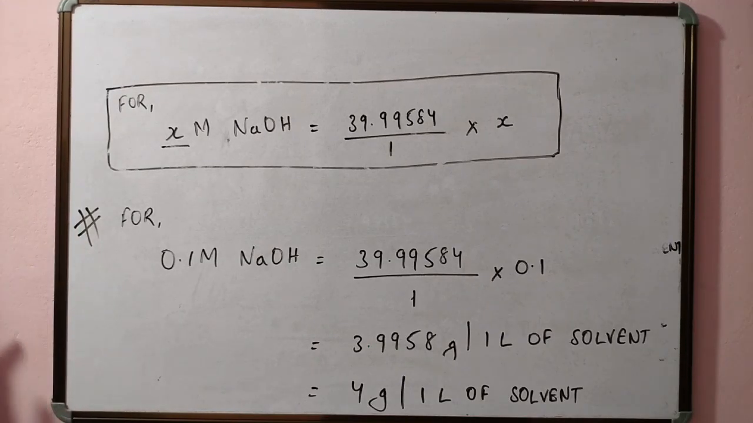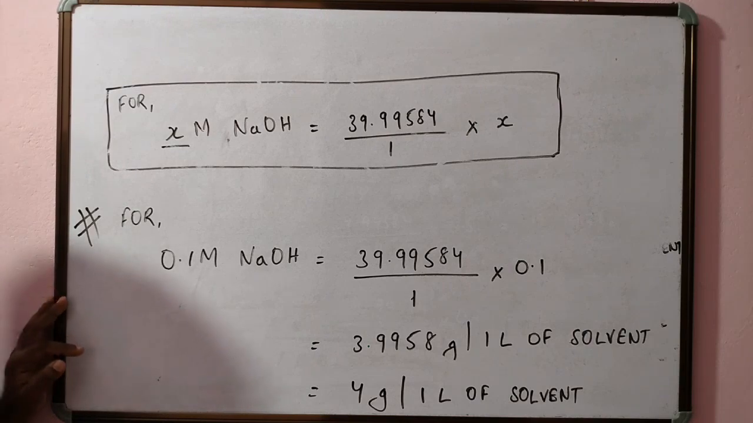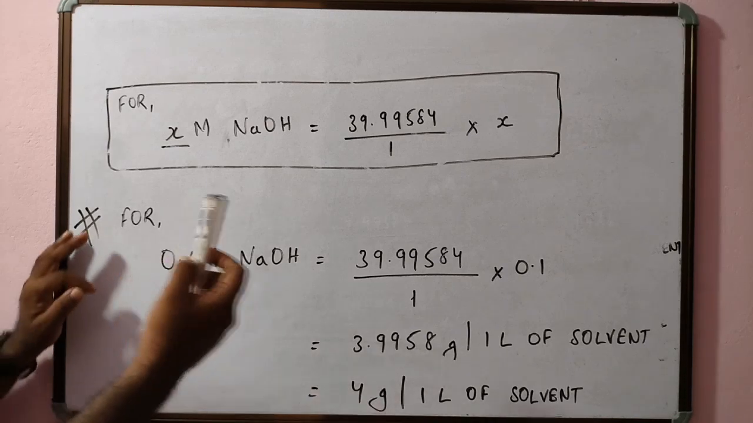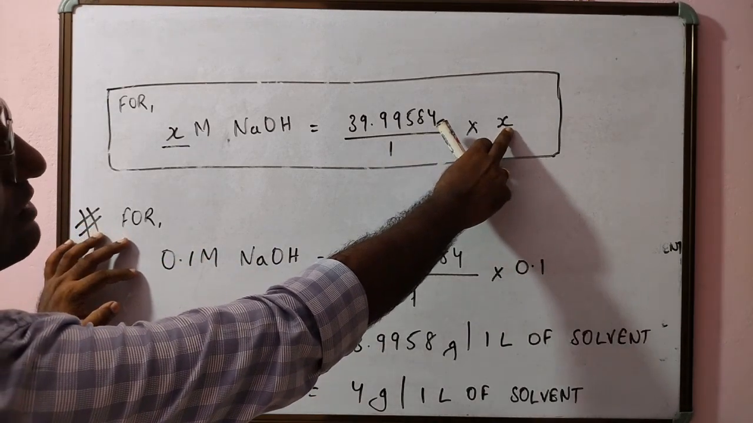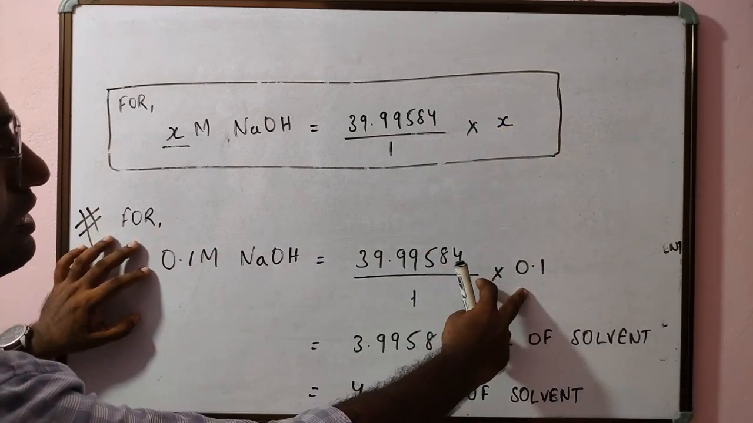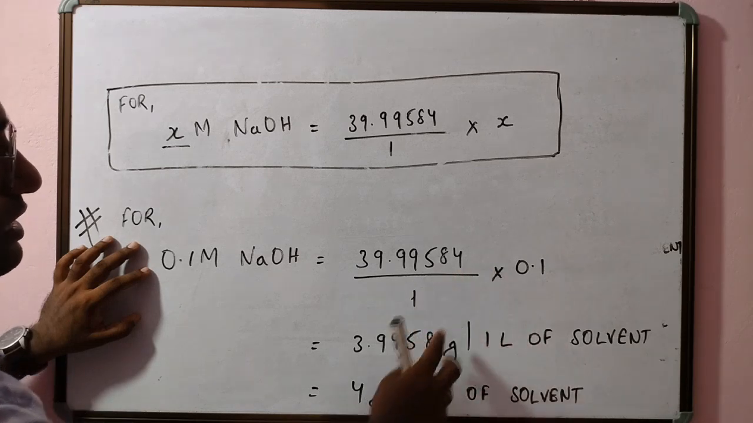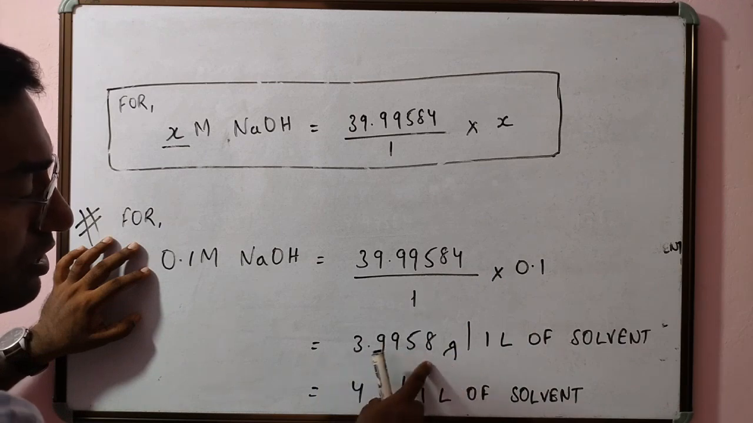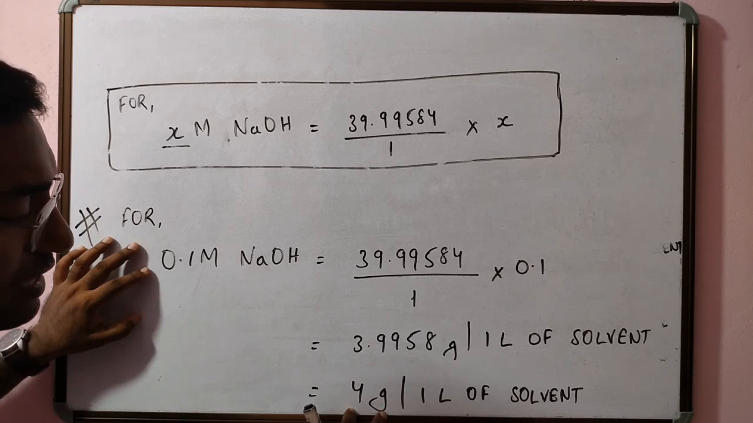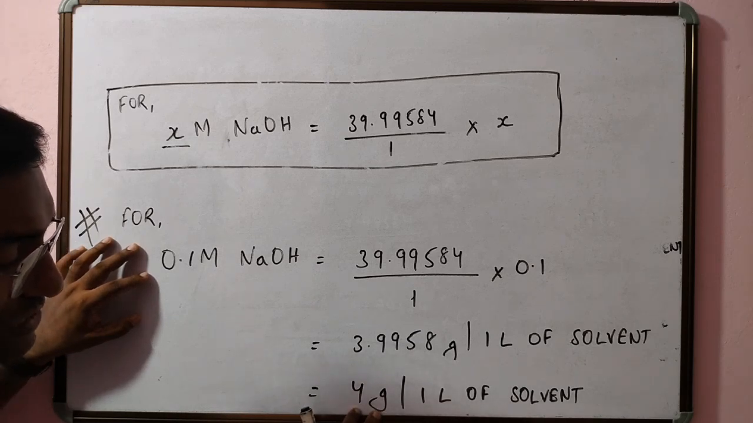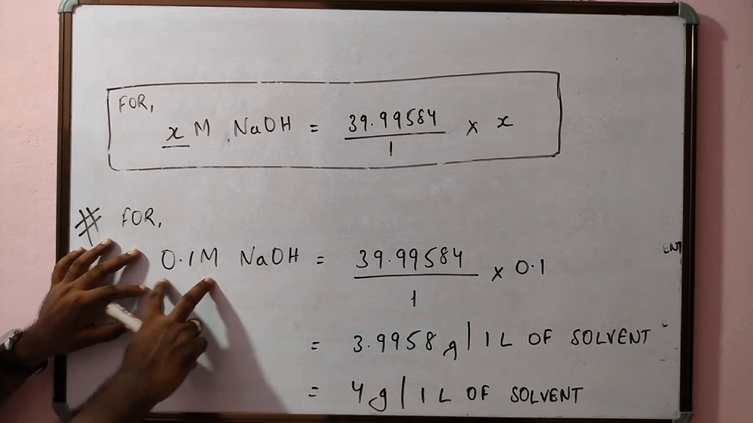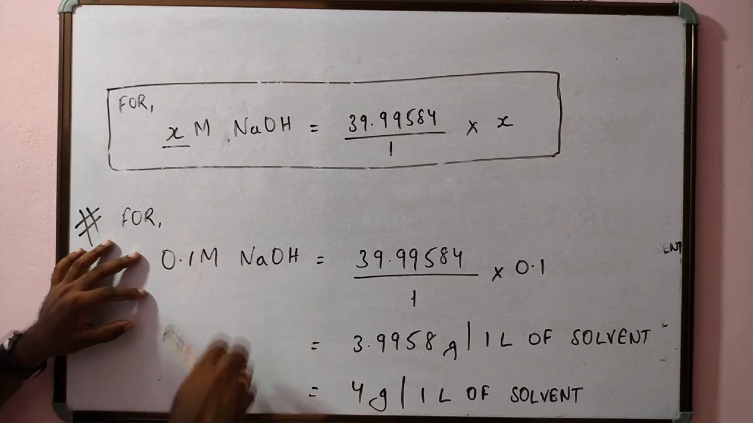Now we can confidently calculate the grams of NaOH required to prepare 0.1 molar NaOH. For this, we just need to replace the value of X here as 0.1 and calculate. When we calculate, we get the value as 3.9958 gram. Rounding off will give us 4 gram. So 4 gram of NaOH dissolved in 1 liter of the solvent or 1000 ml of the solvent would yield a 0.1 molar NaOH solution.